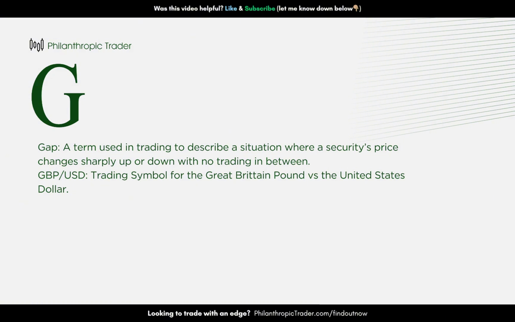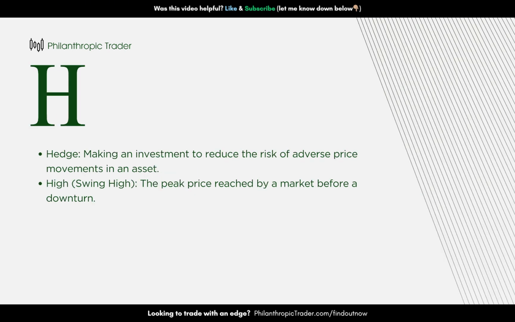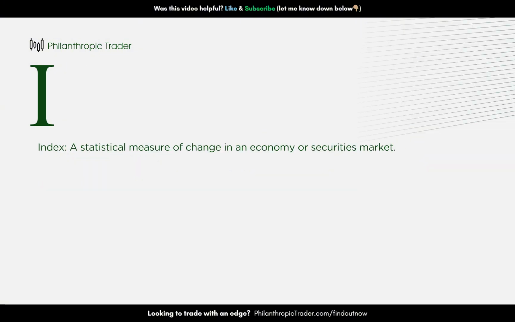GBP/USD, trading symbol for the Great Britain pound versus the United States dollar. Hedge, make an investment to reduce the risk of adverse price movements in an asset. High, and then I mean the swing high, the peak price reached by a market before a downturn.